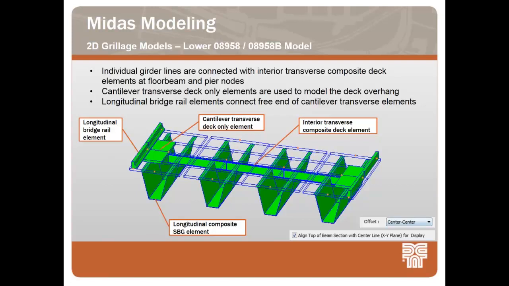One thing to note, as mentioned before, on this view, it looks like it's actually more of a 3D model, but it's just an extruded view of the 2D model. Midas has an option to align the top of beam section with the center line of the XY plane for display, which is handy for doing grillage models because it will place your deck on top of your steel section of your steel box girder.